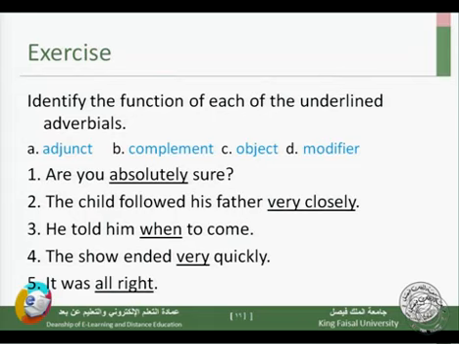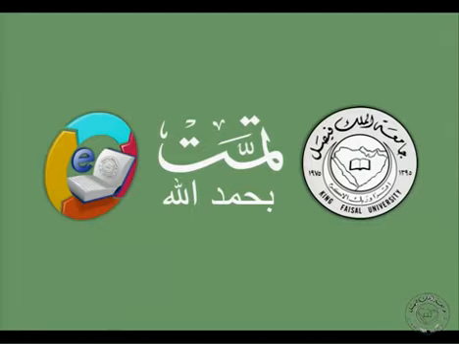And then it was all right. We have the subject it, we have the verb to be was, and then we can't end the sentence, we can't say it was and finish the sentence. We need something more, we need something to complete the meaning, and in this case all right is an adverbial that completes the meaning, so we call it a complement. So in number 5, the function of the adverbial all right is a complement. The correct choice of number 5 is B.